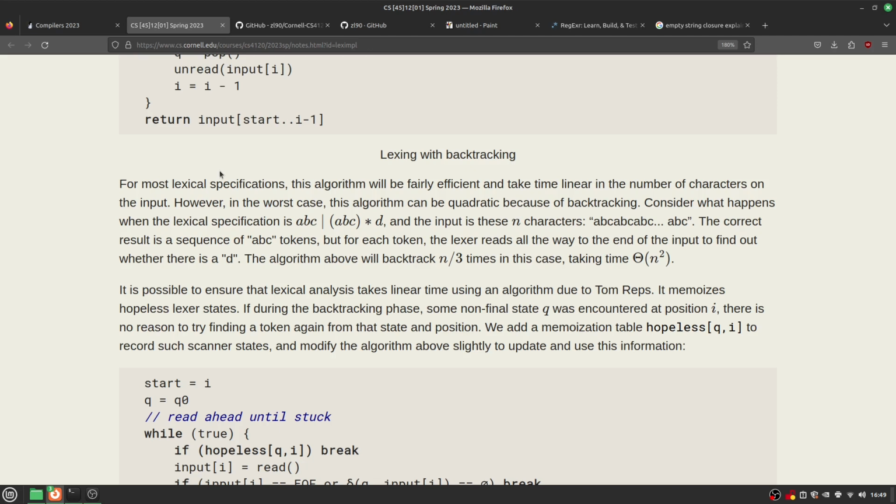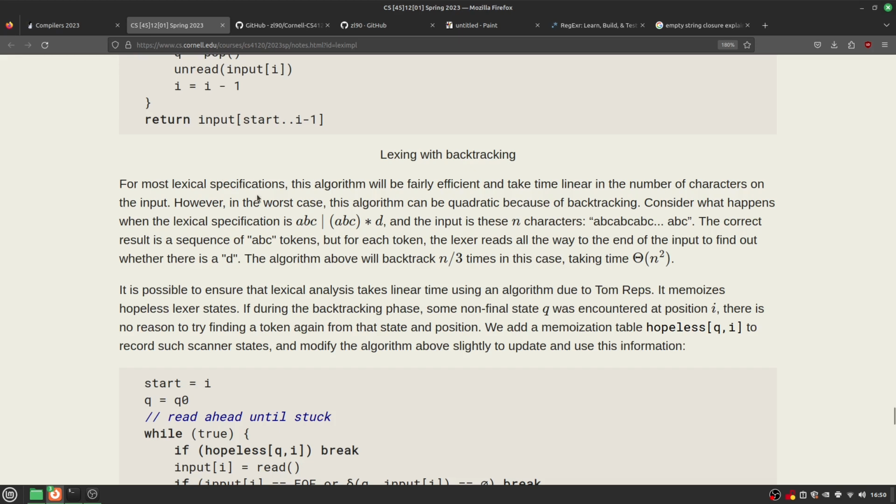So we can have essentially any number of ABCs concatenated with a D. And the input is these n characters. The correct result is a sequence of ABC tokens, but for each token, the Lexer reads all the way to the end of the input to find out whether there is a D. The algorithm above will backtrack n divided by 3 times in this case, making the time big theta of n squared.